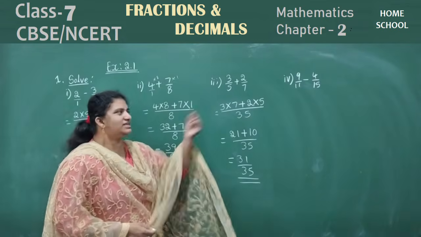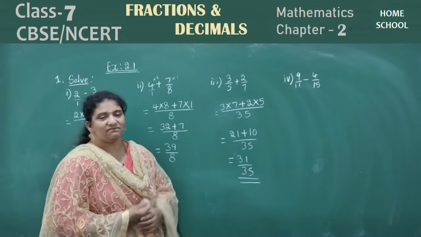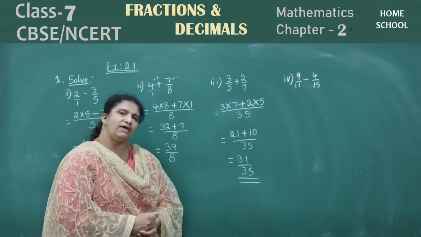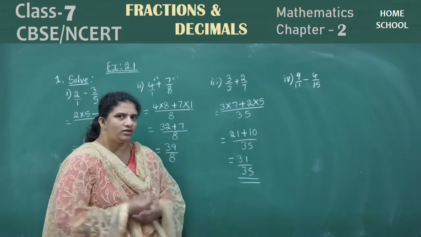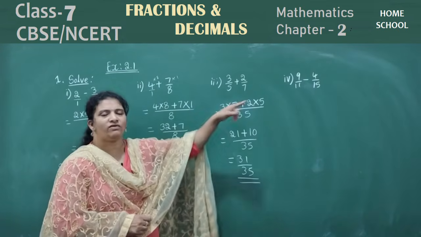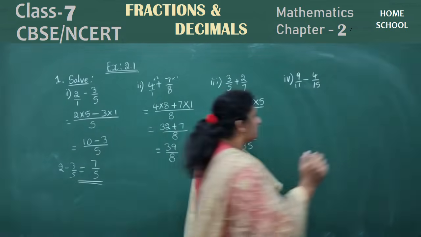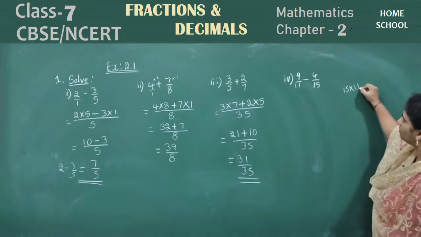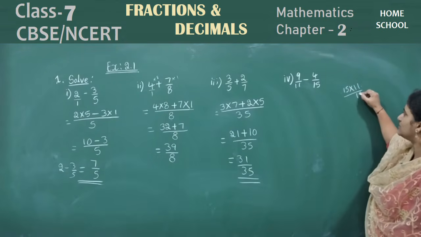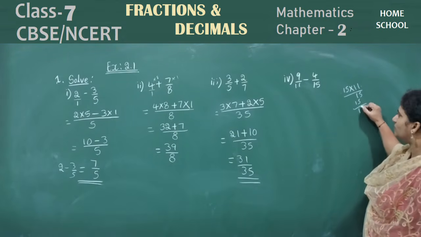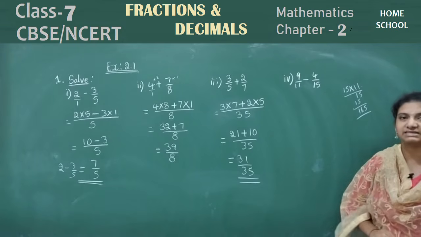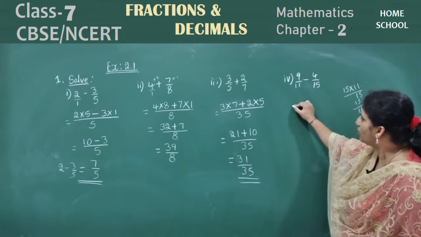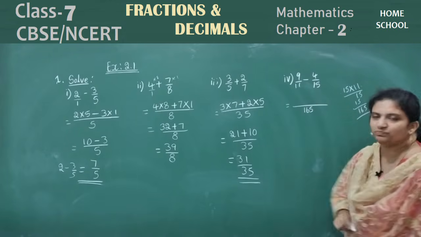Okay, so let's see the next one. 9 by 11 minus 4 by 15. So 15 and 11, do you have any common term? Not there, right? So what is the LCM of 11 and 15? Let us see here. Nothing there. So what we need to do? We need to multiply. Look here what I am doing. 11 15s are, so observe here carefully, it will be 165. 165 you take at the denominator, right?